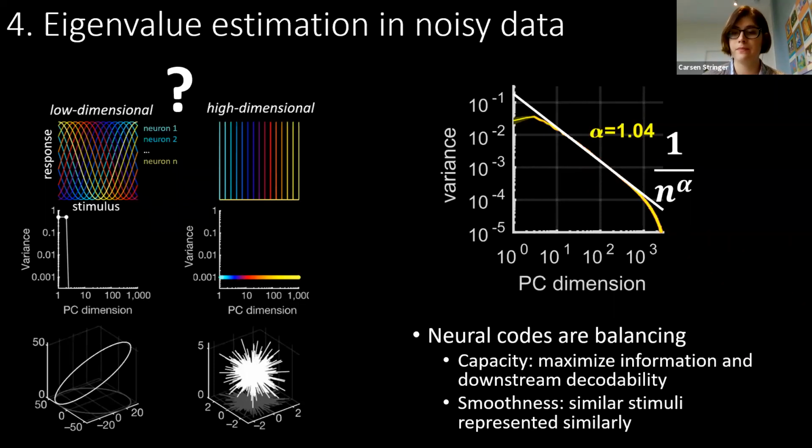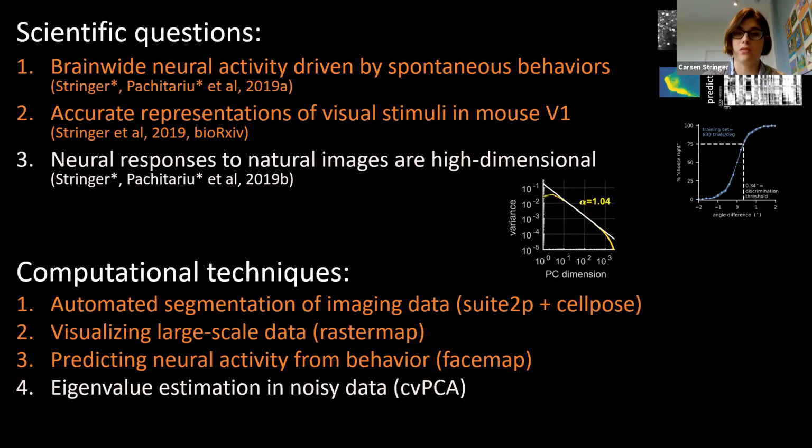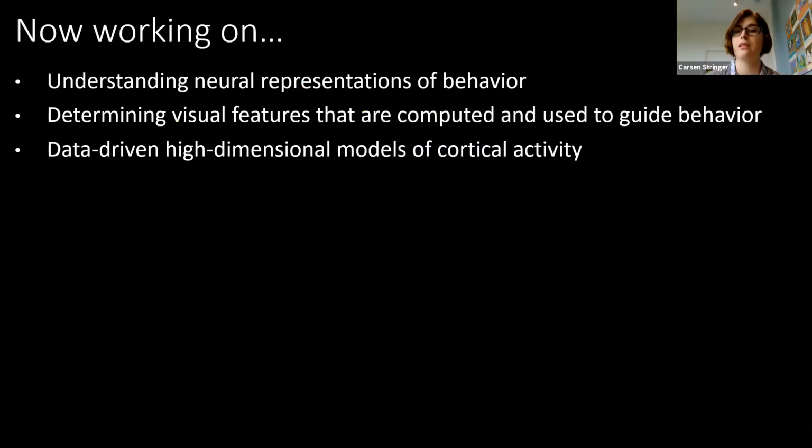So in summary, we found that these neural responses are also high dimensional. So this suggests that the mouse has a lot of information about the visual world in its visual cortex. And it's really an open question what it does with this visual information, how this visual information interacts with the behavior, these behavioral representations of visual cortex. So that's what we're working on, is trying to understand these neural representations of behavior.